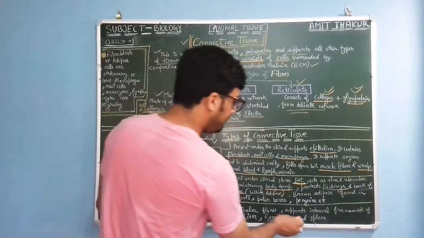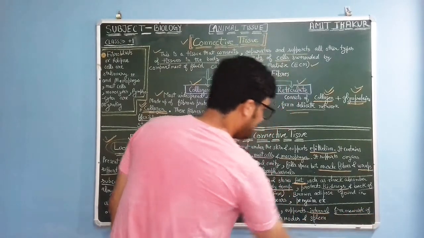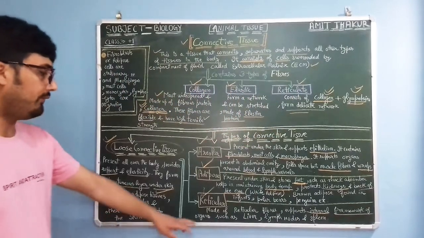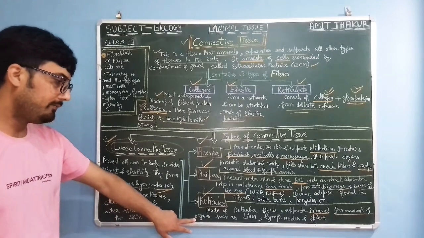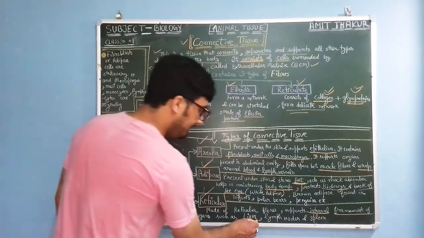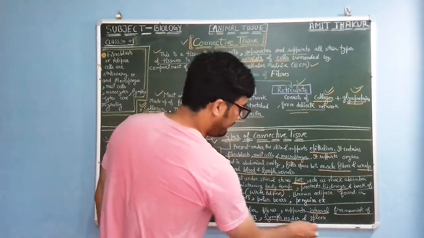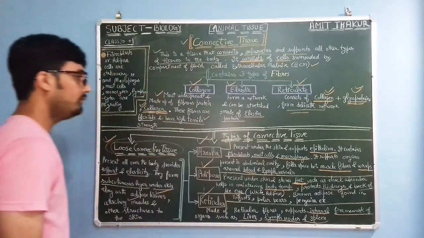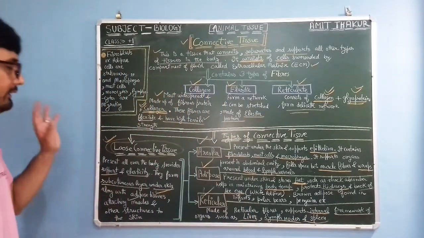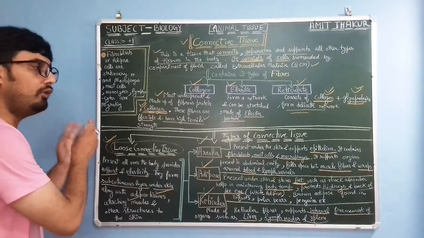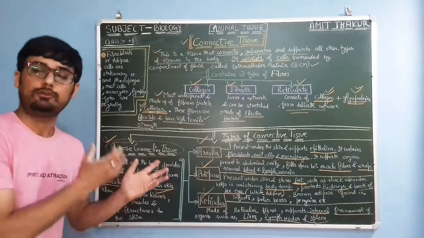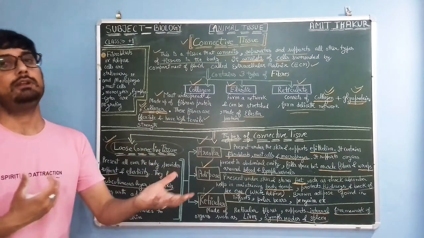Reticular fibers support the internal framework of organs such as the liver, lymph nodes and spleen. So actually, जैसे कि हमने बात करी कि ये बॉडी के वेरियस टिश्यूज को सपोर्ट भी करते हैं, सेपरेट भी करते हैं और कनेक्ट भी करते हैं.